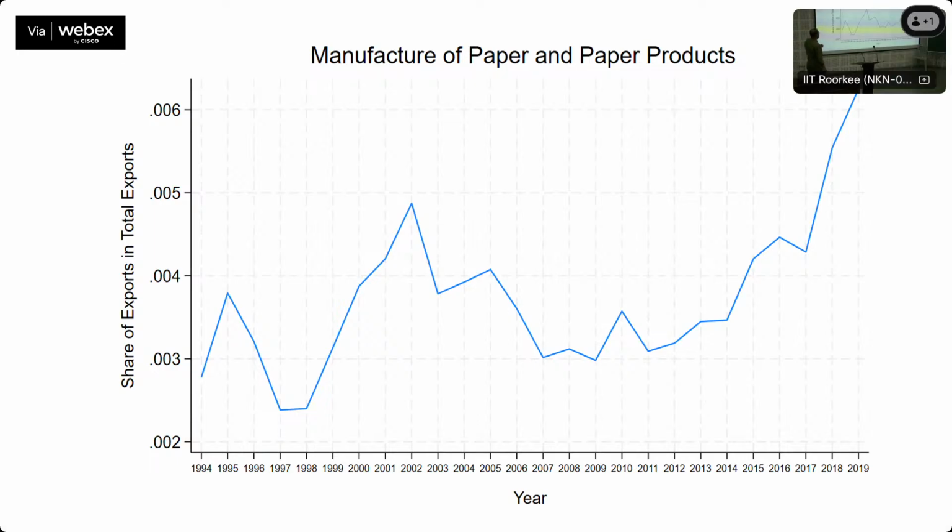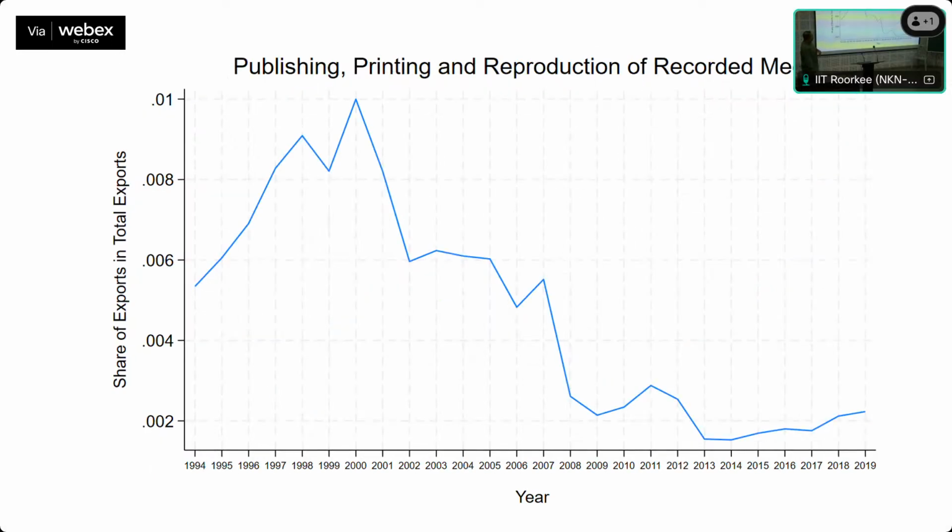Paper products, yes, there is a significant increase in the manufacture of paper and paper products, though it decreased and then increased. It was about 0.3%, it's now about 0.6%. So it has doubled, but this is still not interesting. This is media. It's not very interesting either. How much of exports, I don't know. There's not much of exports in recorded media and such.